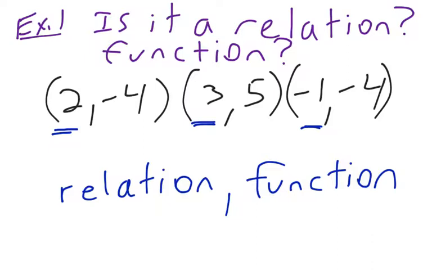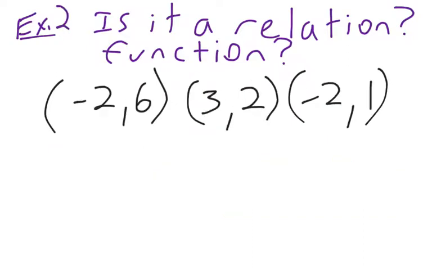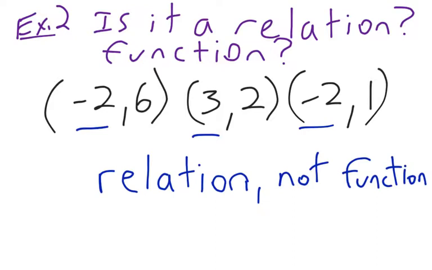Alright, you guys try example 2. We'll do one just like it. Let's copy this down. Same question. Is it a relation? Is it a function? Copy down (-2, 6), (3, 2), and (-2, 1). I'll give you a second to write that down. You can pause the video and answer it. And now, let's check to see if you got it. It is a relation because it relates x to y. But it's not a function, and if you were to explain why, you'd say because the negative 2 x value repeats. Did you get that right?